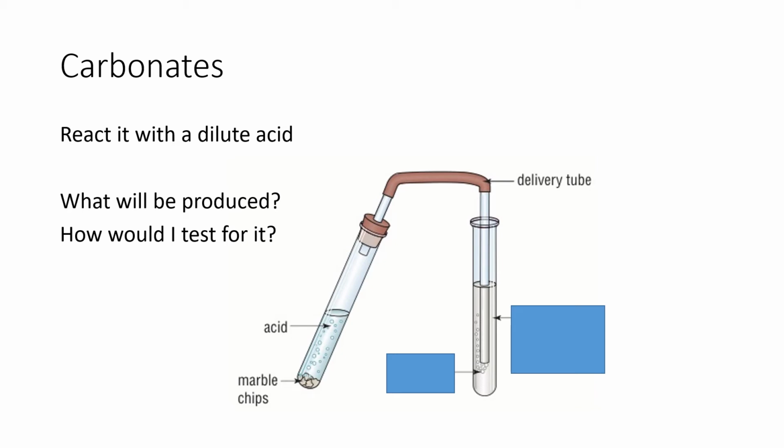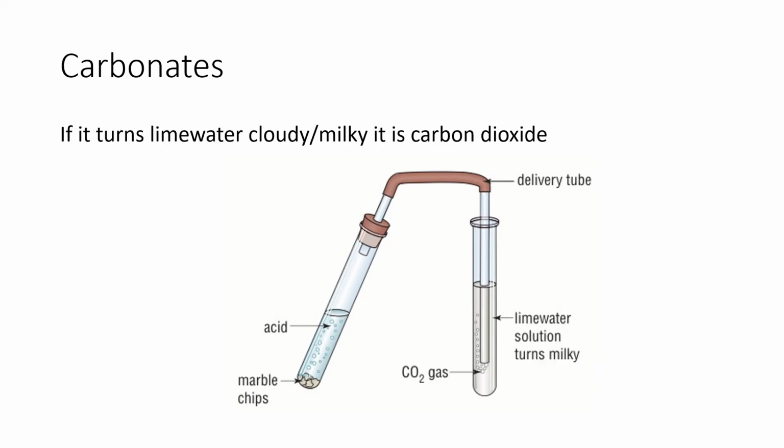Do you know what gas is being produced? Hopefully we realise that it's going to be carbon dioxide gas. So if we pass it through lime water, then it will go milky or cloudy. So to test if a substance contains a carbonate ion, we would react it with dilute acid, and if it turns lime water cloudy, it means that it's created carbon dioxide, so it was a carbonate.